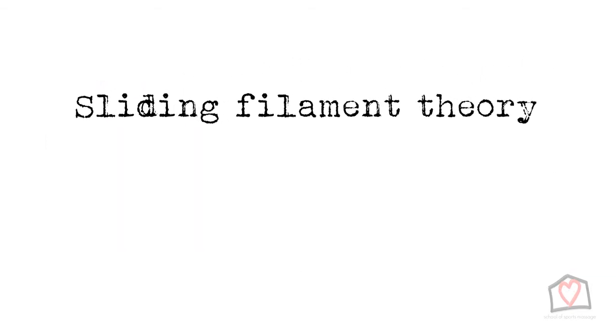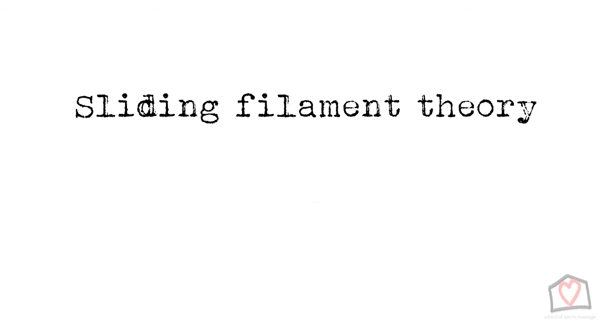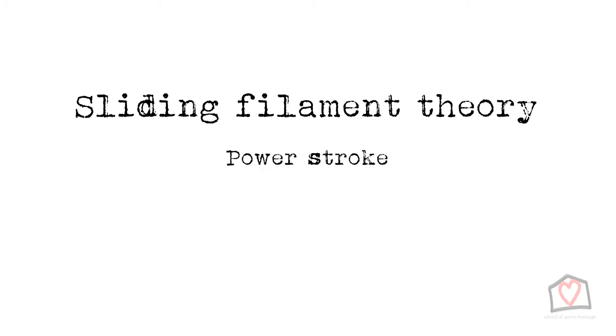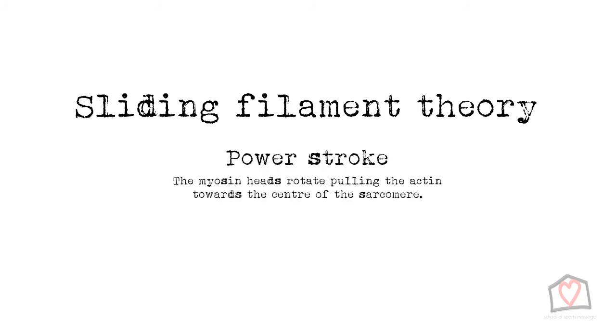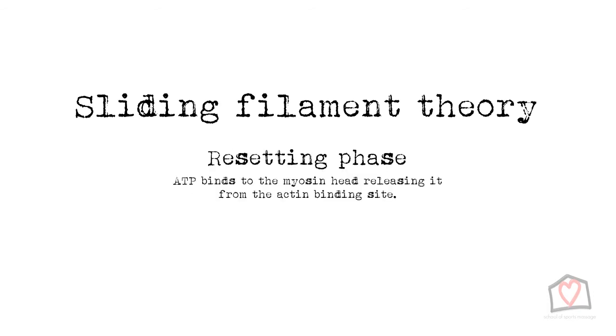So let's recap the four main stages of the sliding filament theory. Cocking phase: ATP is broken down, releasing energy which primes the myosin heads. Binding phase: calcium ions clear the actin binding site to allow actin and myosin to attach. Power stroke: the myosin heads rotate, pulling the actin towards the centre of the sarcomere. Resetting phase: ATP binds to the myosin head, releasing it from the actin binding site.